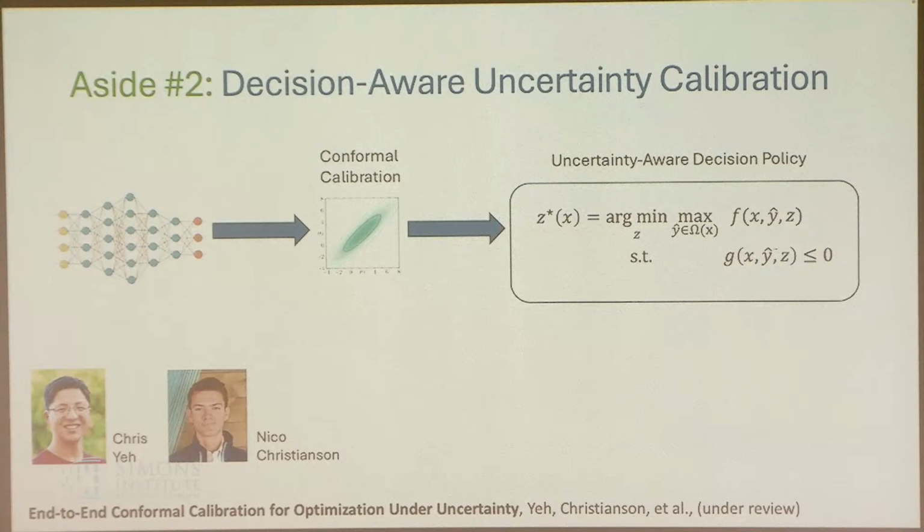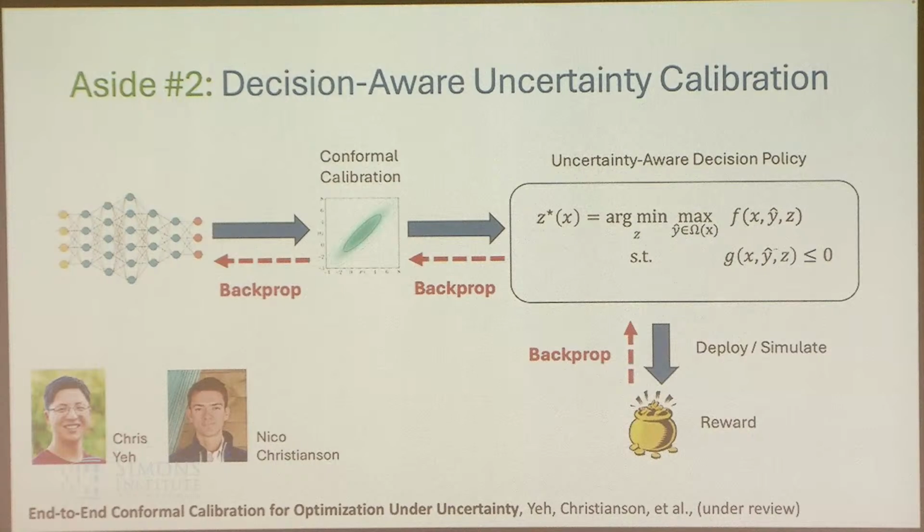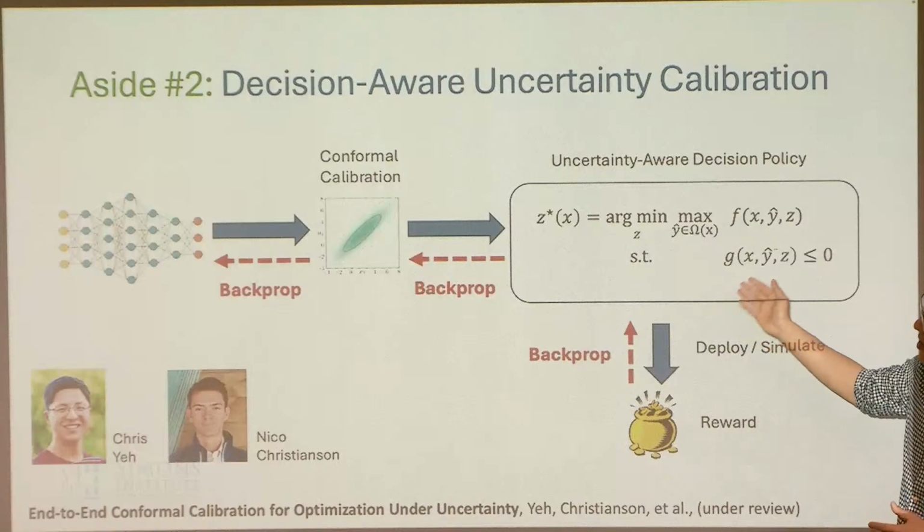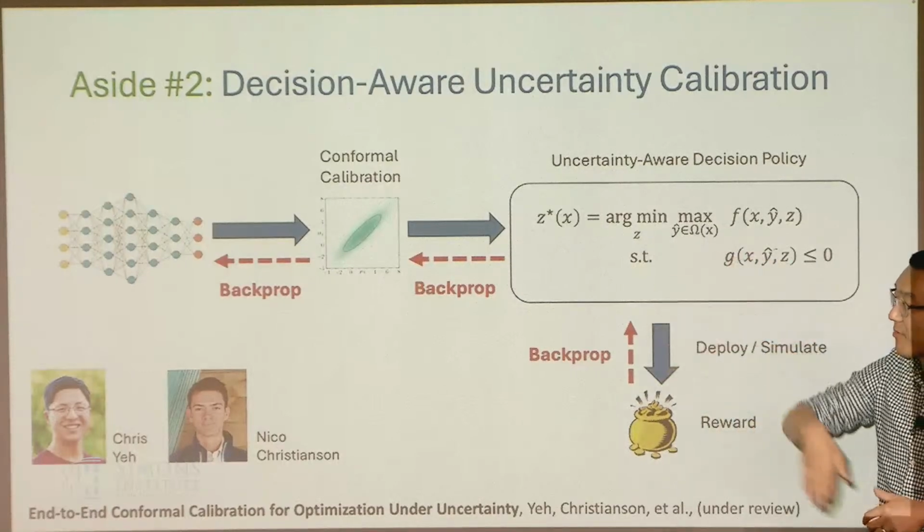But basically, a neural net makes a set of conformally calibrated predictions that's fed into some policy that's making uncertainty-aware decisions. You simulate and deploy this policy, and you get some reward. And then what you do is you backprop. You backprop through the decision-making policy, which can be implemented using what's called an optimization layer. You backprop through the conformal calibration, and then you backprop to the weights of the neural net.